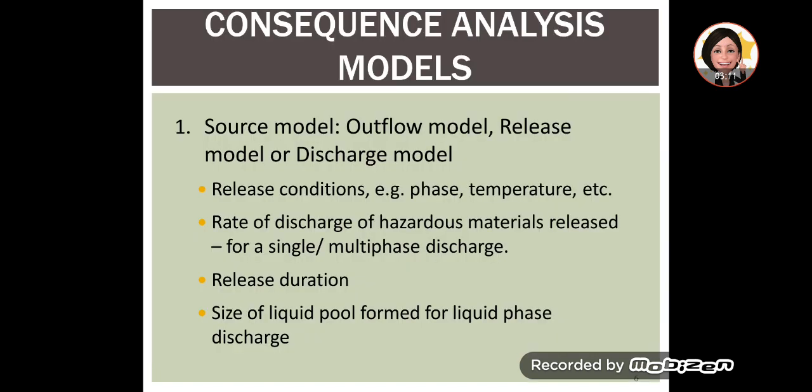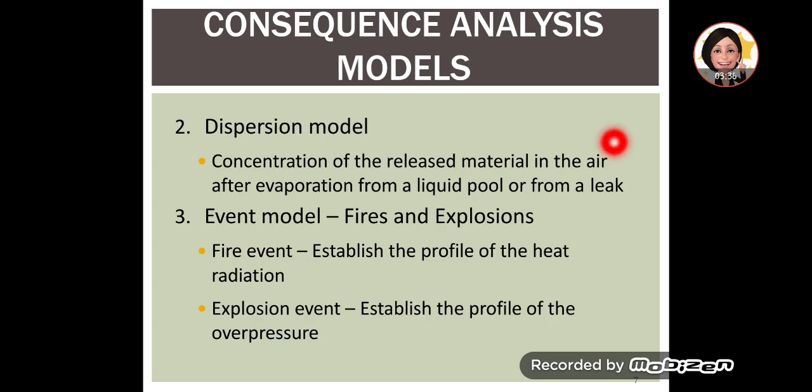The following slides explain what I have just mentioned from the chart. The first level is the source model, which gives us the release conditions, rate of discharge of hazardous materials, release duration, and size of the liquid pool formed for the liquid phase discharge. We saw this in the source model chapter. Then we will need a dispersion model. We'll be looking into this in our next chapter on toxic dispersion.